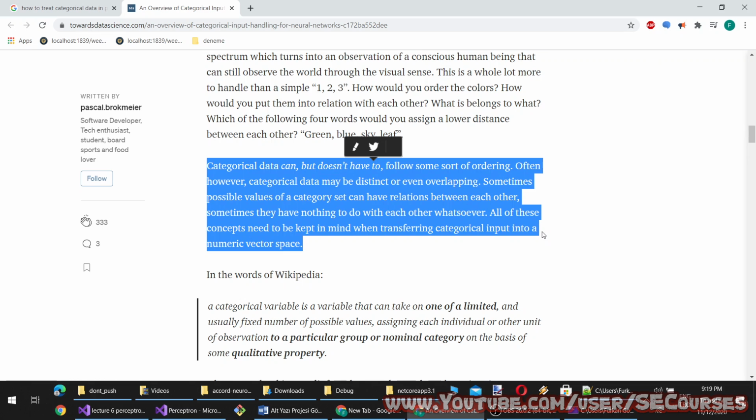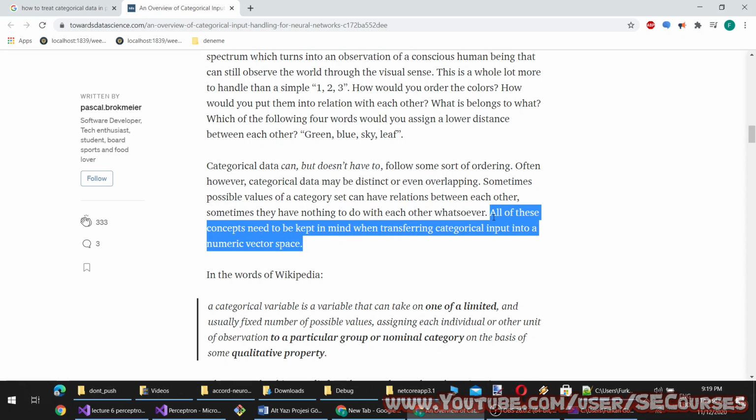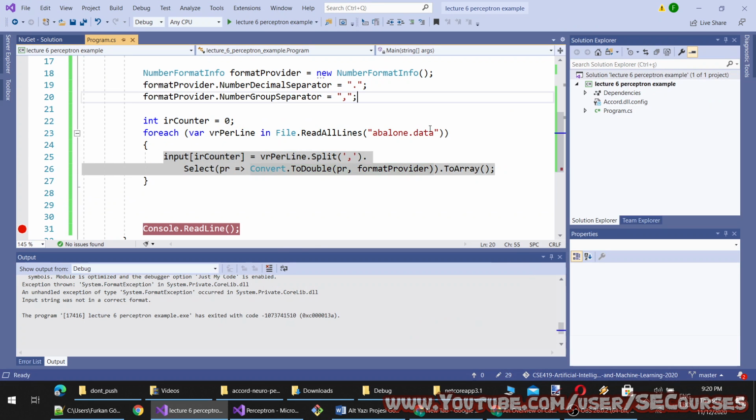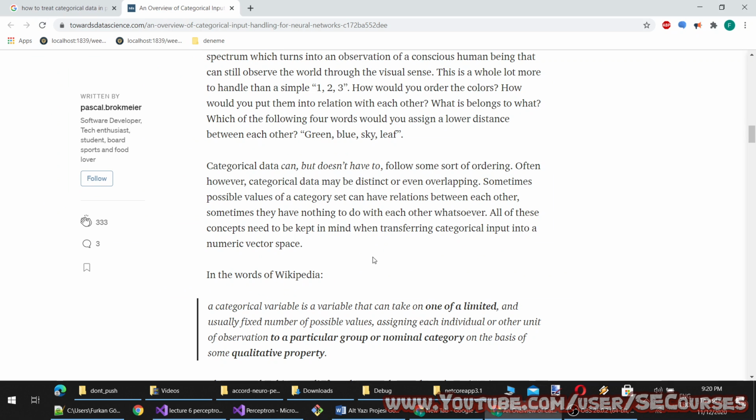Categorical data can, but doesn't have to, follow some sort of ordering. Often, however, categorical data may be distinct or even overlapping. Sometimes possible values of a category set can have relations between each other, sometimes they have nothing to do with each other whatsoever. All of these concepts need to be kept in mind when transferring categorical input into a numeric vector space. Okay, so this is important. Right now we are turning our data into a numerical vector space. So this is what we are doing.